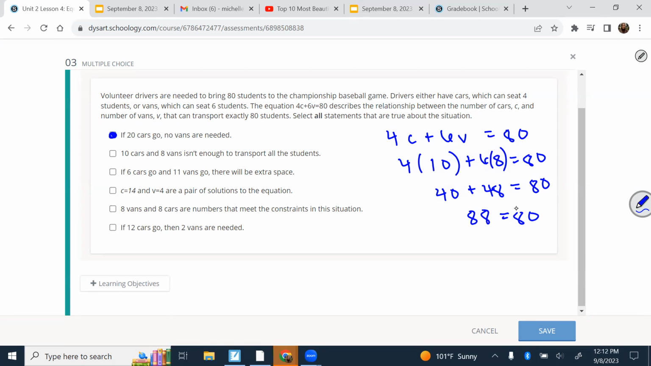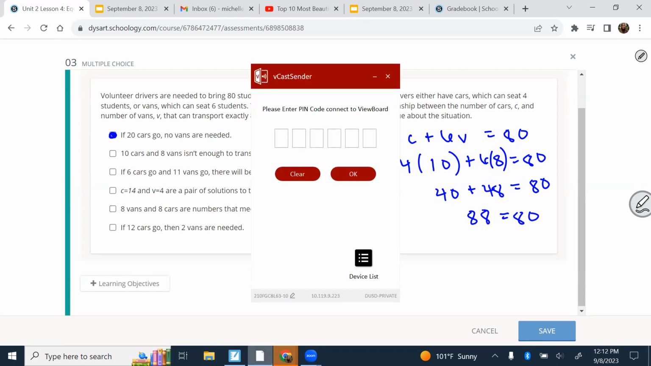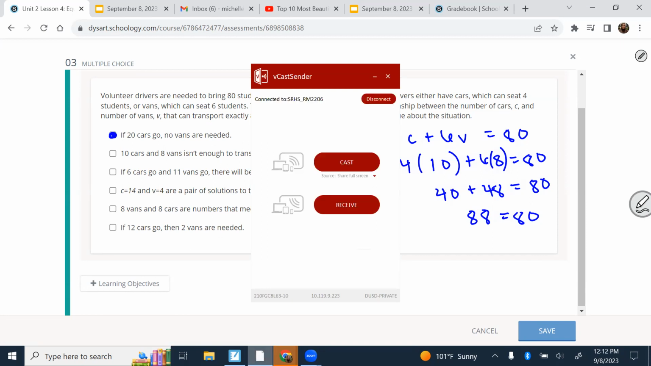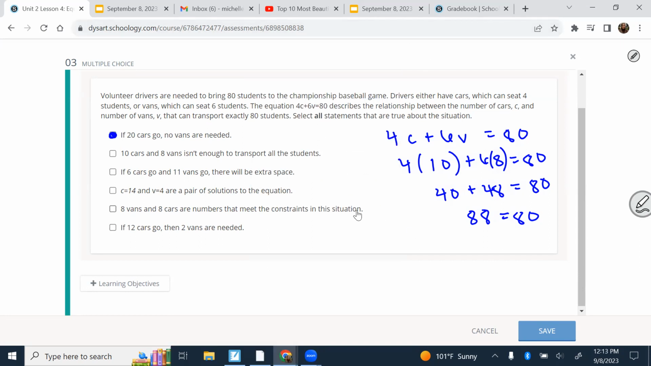Sorry, hold on. Okay, so we're selecting all that are true. They're saying that 10 cars and 8 vans are not enough. I don't know why. It is enough in my opinion, unless I do my math wrong. But if I have 88 seats, then yes, I could take all 80 passengers. I have more than enough. Does that make sense? So I would not pick that one.